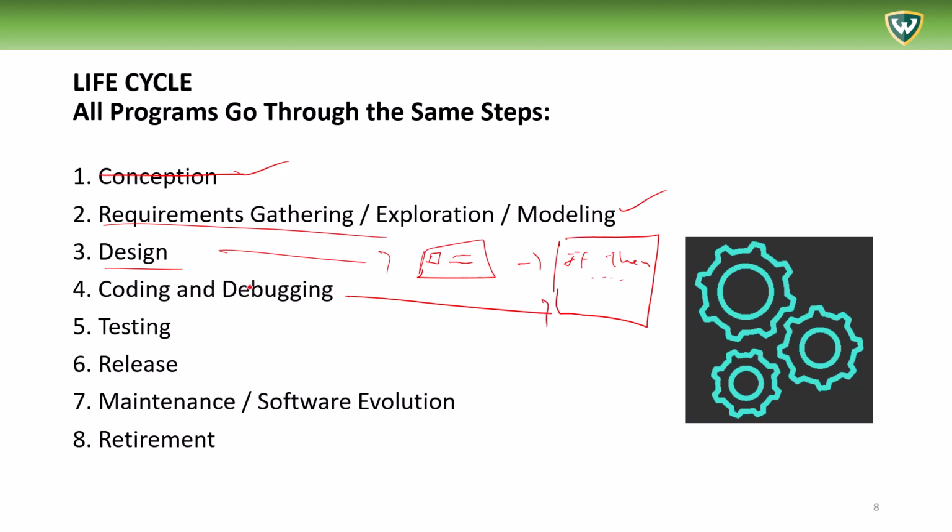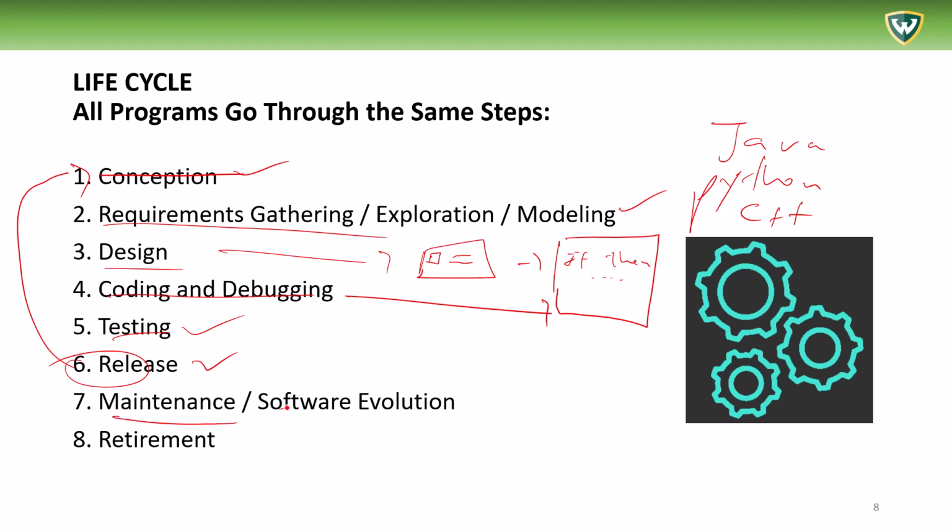Then the code and debugging will actually write out the program in programming languages like Python or C++ or Java, as you may have heard. Then of course we need to test the program to see if the features and functions work, and then it may arrive at some state where you feel comfortable releasing it to get used, and hopefully address that initial idea that you had.